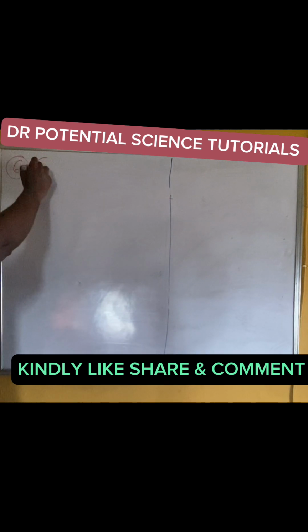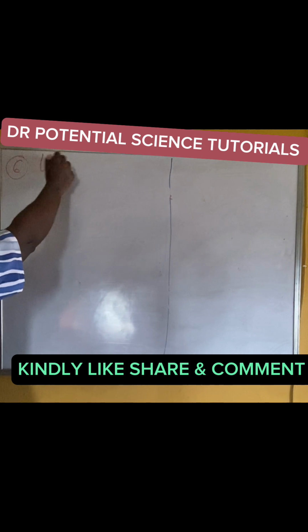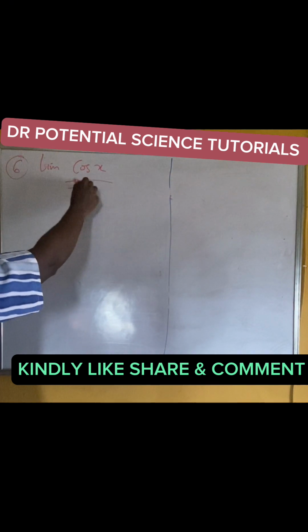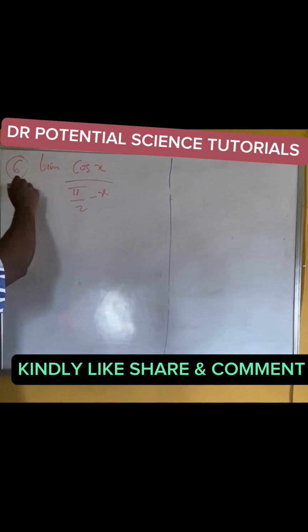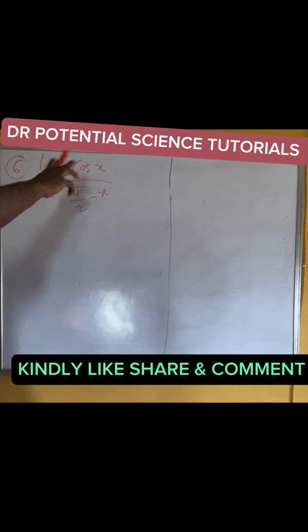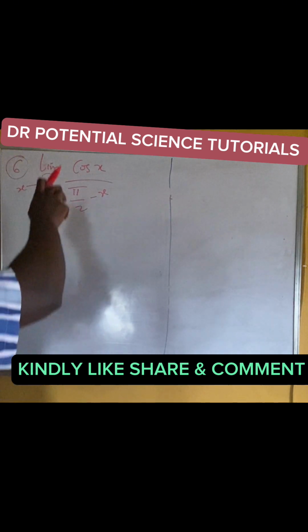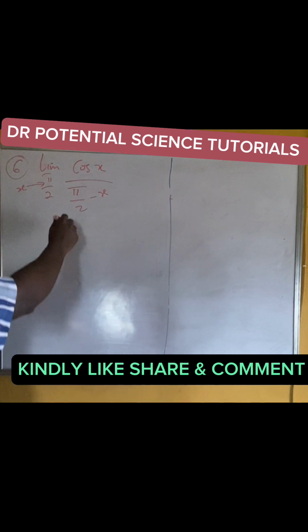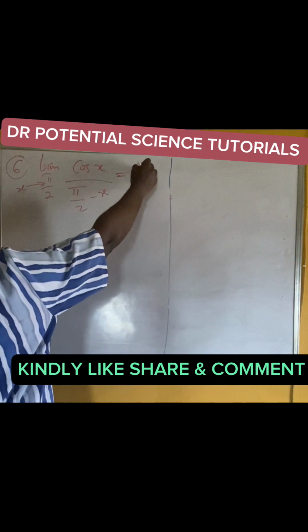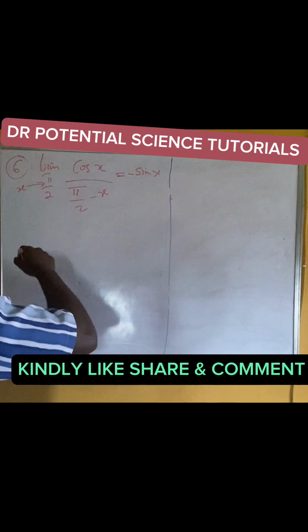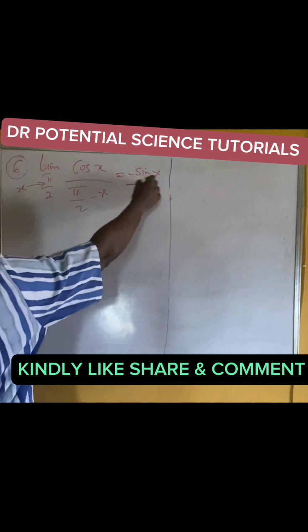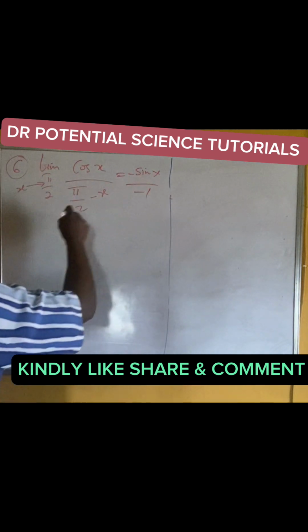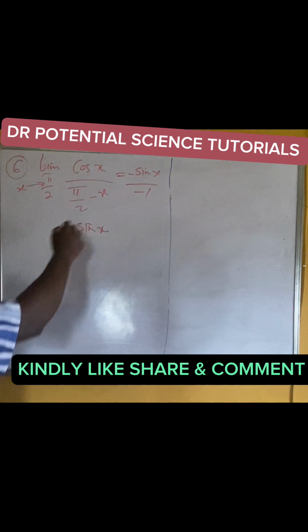Let's look at this last one. The limit of cos x over (pi over 2 minus x) as x tends to pi over 2. So what do we do here? Pi over 2, that's 90 degrees. Cos 90 is 0. So 0 over 0, that's indeterminate. So we differentiate numerator and denominator. Differentiate cos x, you have what? Minus sine x. For the denominator, pi over 2 is a constant. Differentiate minus x, you have minus 1. So that's minus sine x over minus 1.